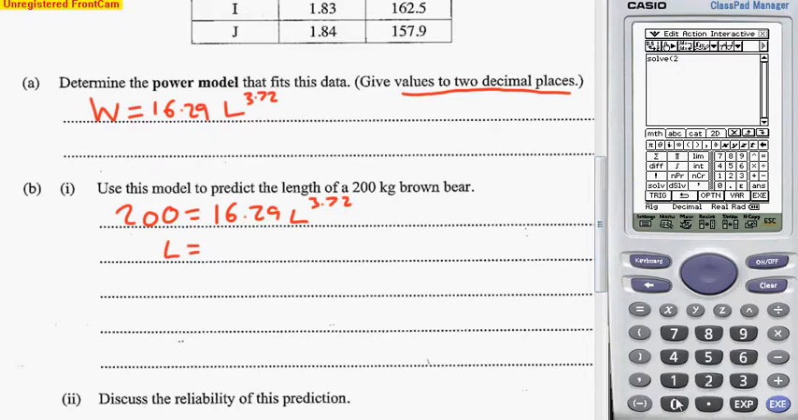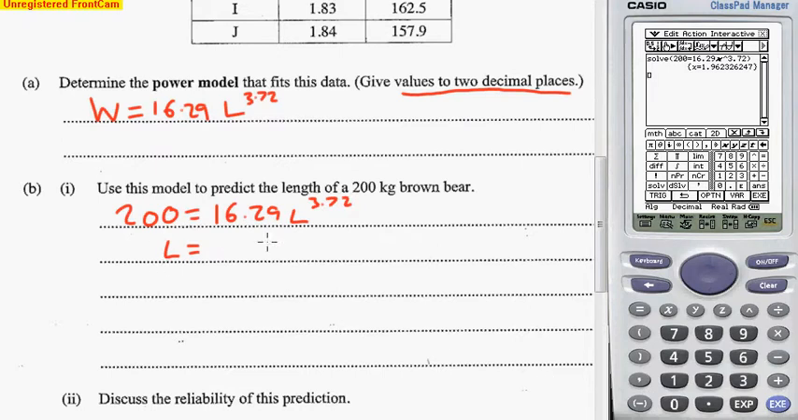So 200 equals 16.29. I won't put in L because the calculator is expecting to use x's, so I'll put an x there, x to the power 3.72. And we'll solve that. And we get x is that, or in my case L is that.